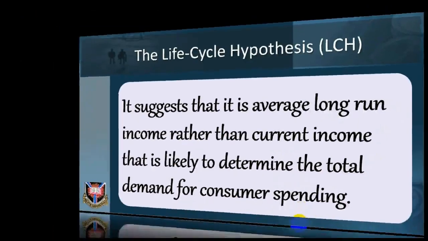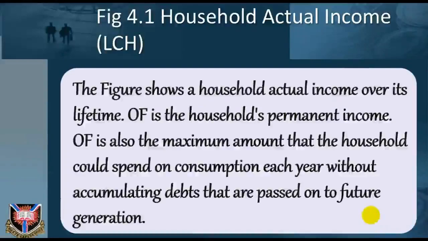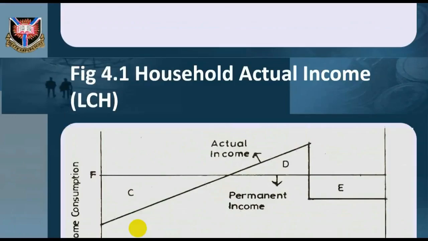The figure above shows a household's actual income over its lifetime. OY is the household's permanent income. OF is also the maximum amount that the household could spend on consumption each year without accumulating debt that is passed on to future generations. If the interest rate was 0, permanent income would just be the sum of all expected income divided by the number of expected years of life, or simply put, average income over one's lifespan.